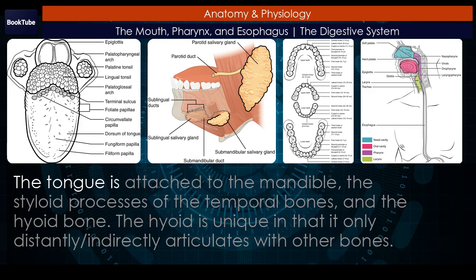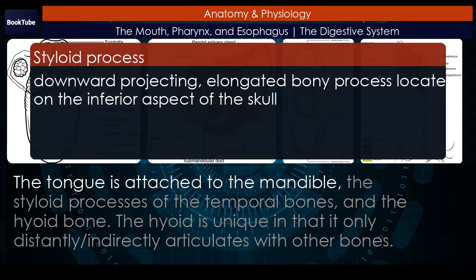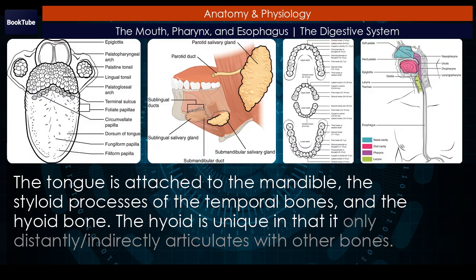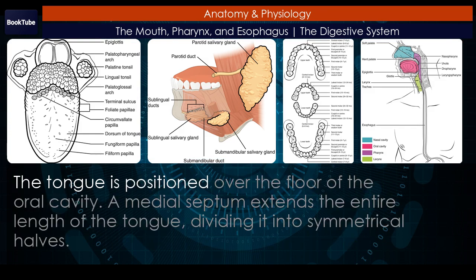The tongue is attached to the mandible, the styloid processes of the temporal bones, and the hyoid bone. The hyoid is unique in that it only distantly, indirectly articulates with other bones. The tongue is positioned over the floor of the oral cavity. A medial septum extends the entire length of the tongue, dividing it into symmetrical halves.